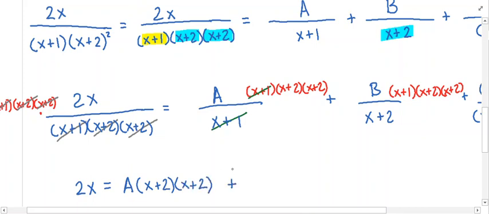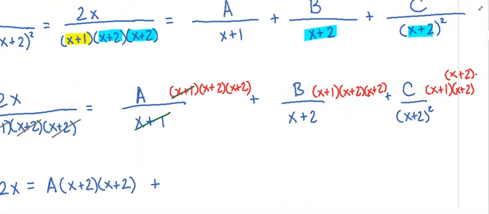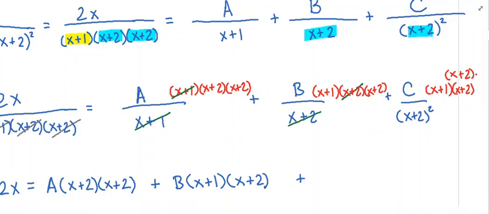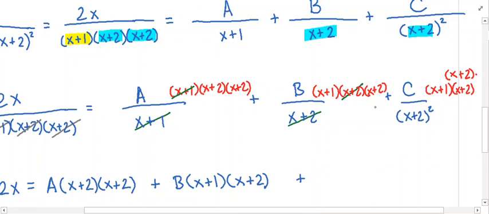I'm going to keep the plus sign in the middle. For the b part, the x plus 2, you have one of them canceling with one in the top, so you're going to be left with b times x plus 1 times x plus 2. You still have another plus sign. On the c part, the bottom is x plus 2 squared, so that's really x plus 2 times x plus 2. So this will cancel with both of these x plus 2's, and we are left with c times the quantity x plus 1.